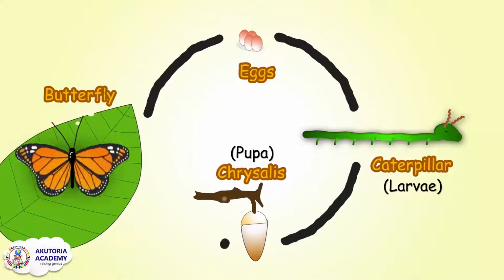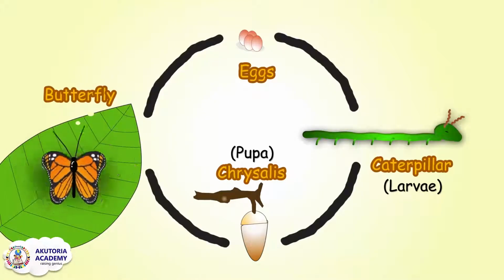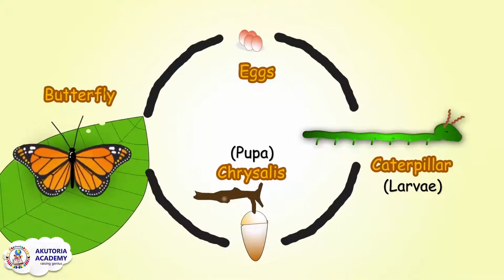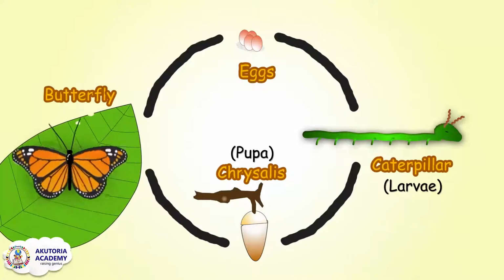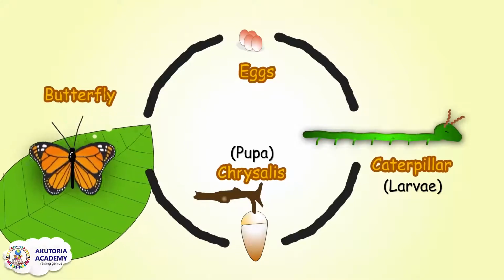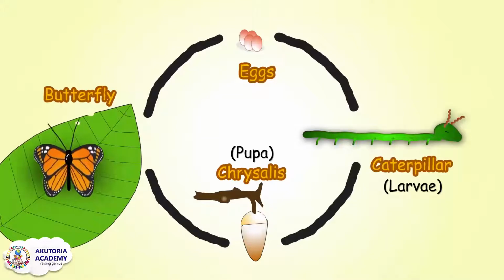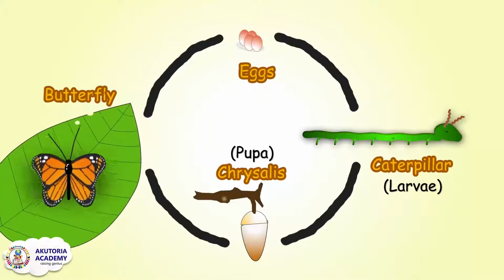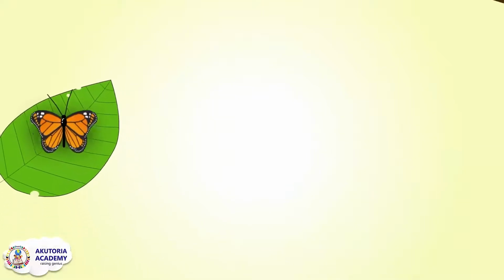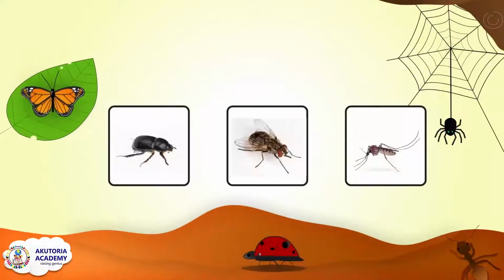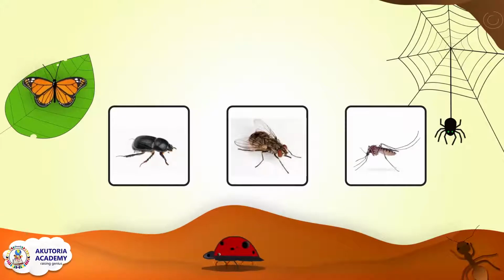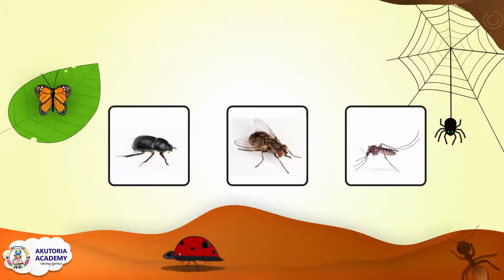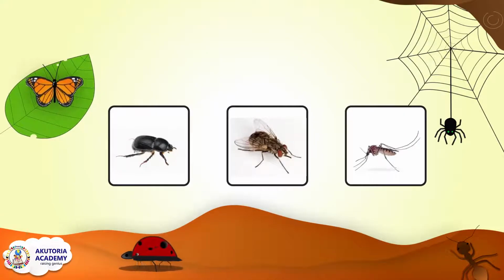From the pupa stage, the insect grows to become an adult. Having completed the 4 stages of metamorphosis, it is now fit to reproduce and can now freely move around. Insects like butterflies, beetles, flies, mosquitoes, etc. go through complete metamorphosis.